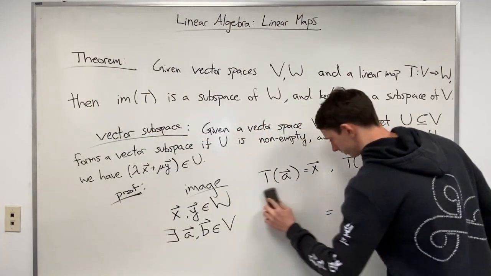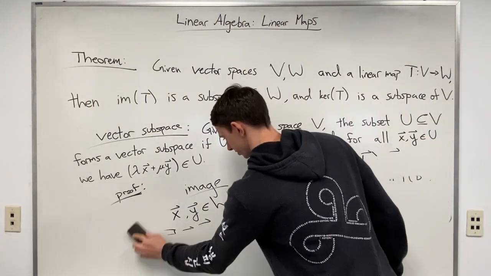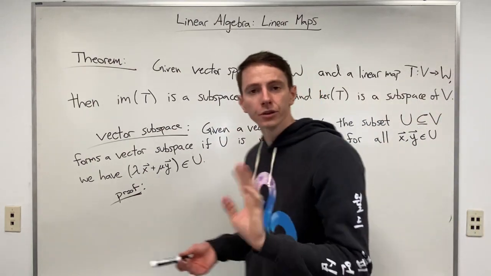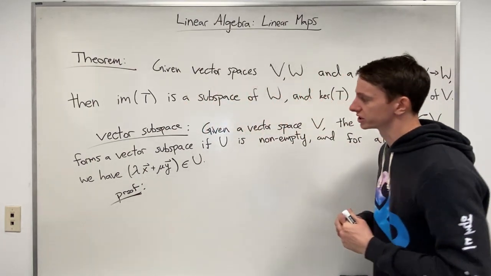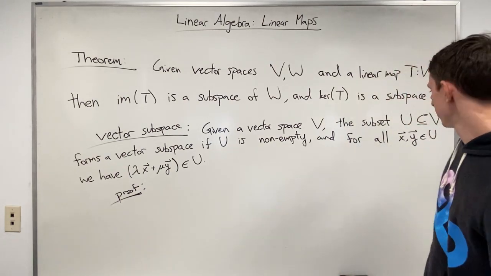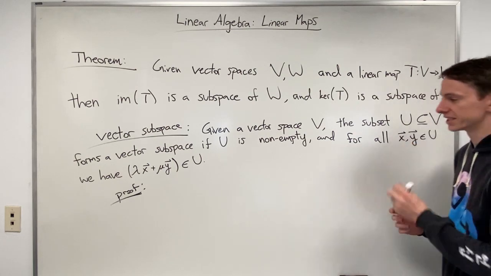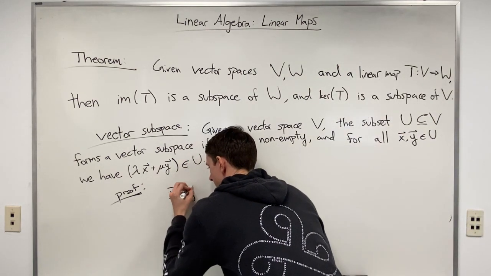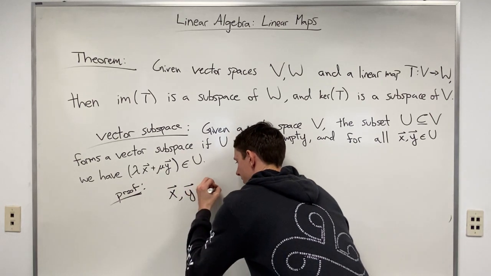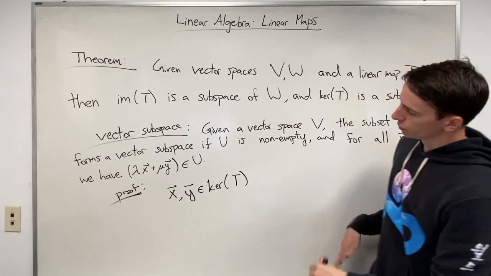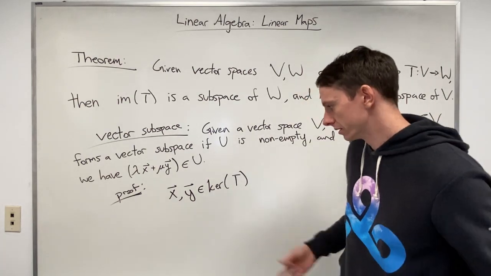And it's pretty short and there's not a lot to erase, so I can even just probably talk while I'm erasing. But the kernel is just going to follow a similar structure. We've already shown that the kernel is non-empty. So now we just need to show that given two elements, x and y, in the kernel of t, we first say, okay, what does that mean?